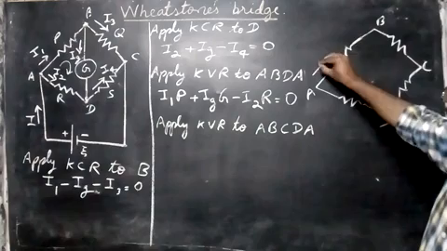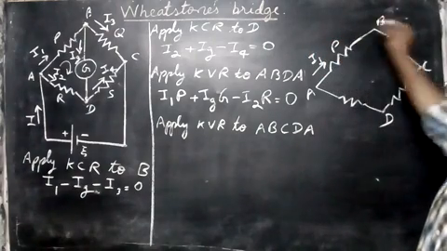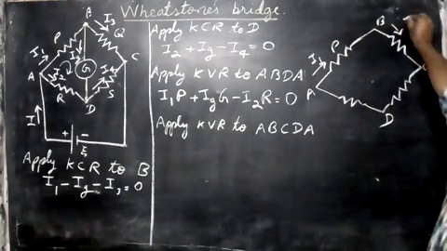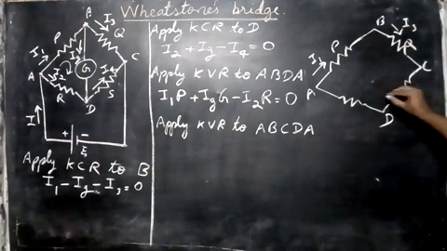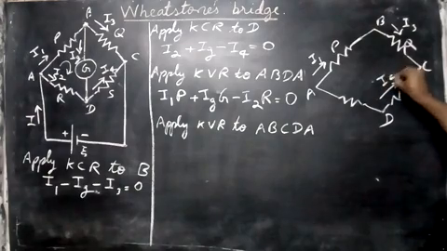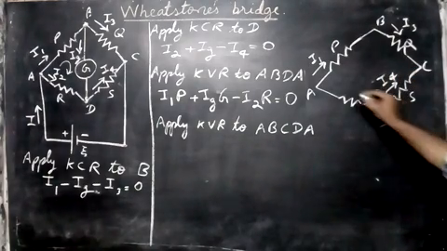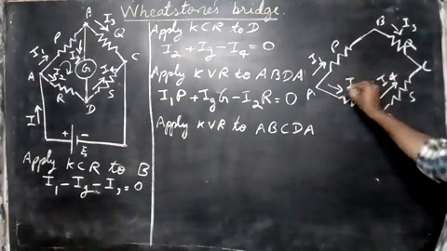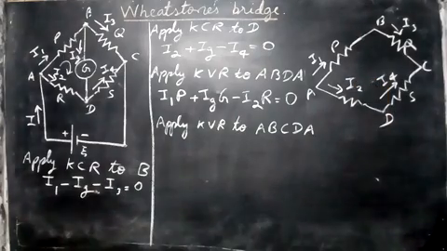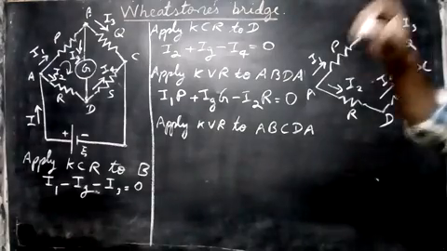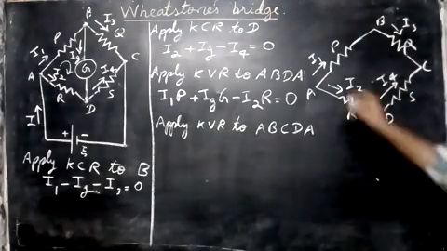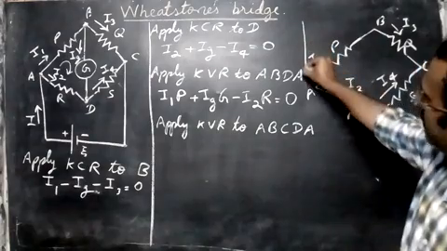So the current here will be I1, this is P, and the current this side will be I3, Q, and this side current goes in this direction, that will be I4, and this is S, and this side current will be I2, and the resistance will be R. Let's apply this rule and see.